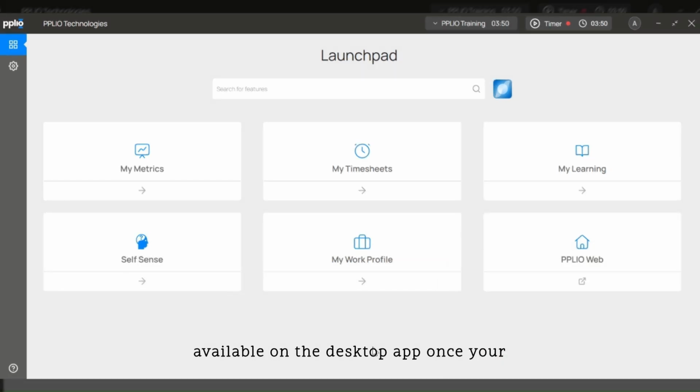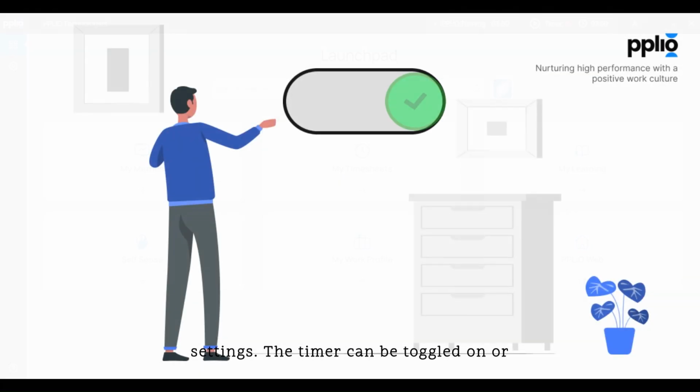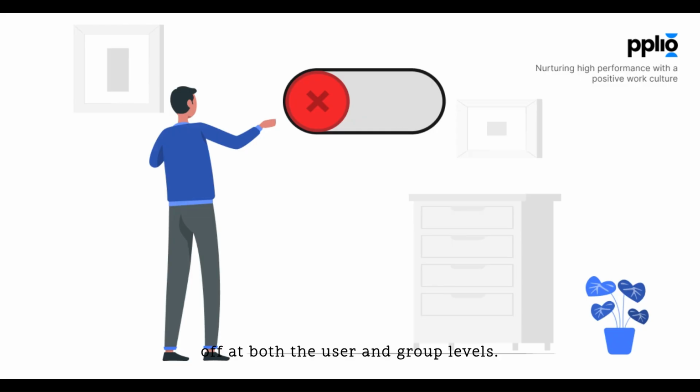This feature is available on the desktop app once your organization's admin enables it via the settings. The timer can be toggled on or off at both the user and group levels.